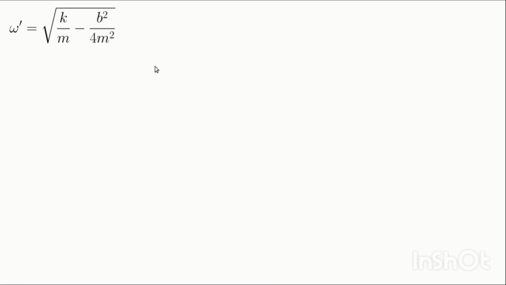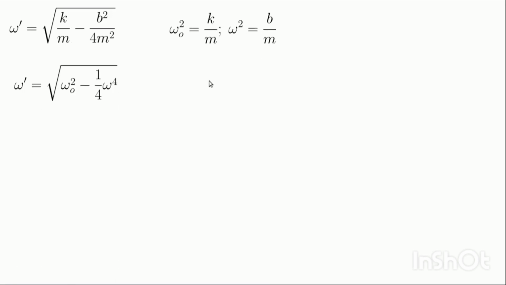So we have W naught squared equal to K over M, and W squared equal to B over M. If we substitute this into this, we have W prime equal to W naught, which is the natural angular frequency. This one is just our normal angular frequency for the system, the damped angular frequency.